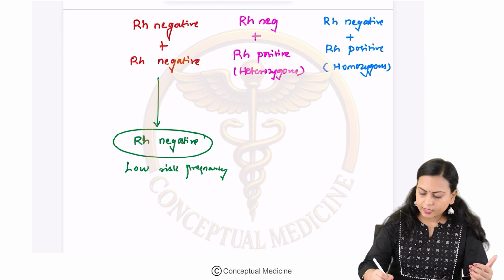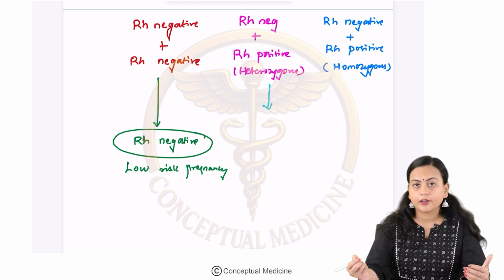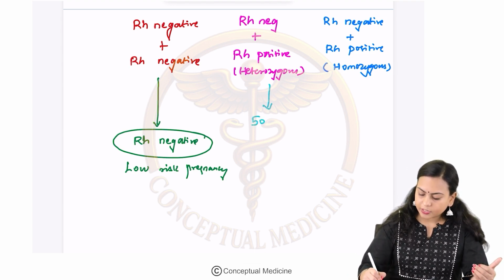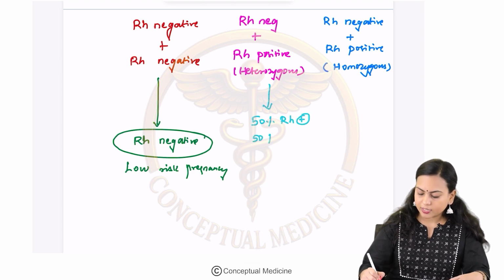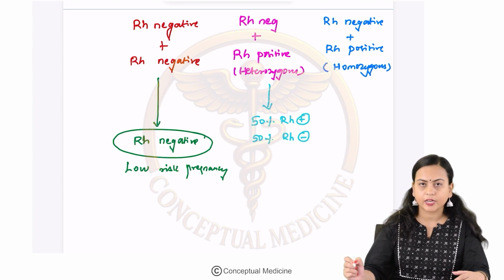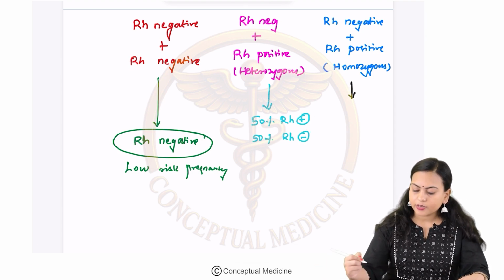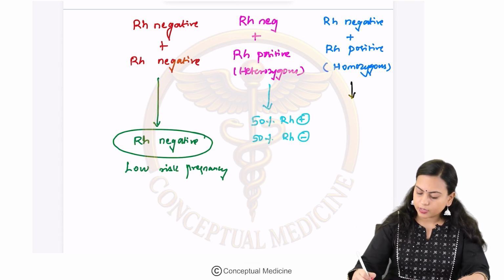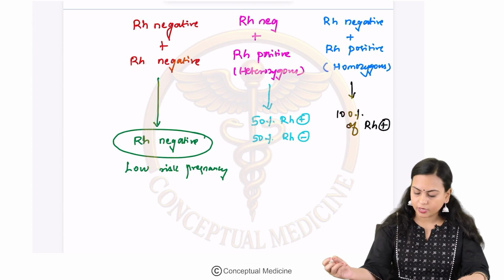Whereas here, with an Rh negative mother and an Rh positive father who is heterozygous for the rhesus antigen, there is a 50% chance that the baby can be Rh positive and a 50% chance that the baby is Rh negative. And in the third scenario, there is an Rh negative mother and an Rh positive father who is homozygous for the rhesus antigen, so there is a 100% chance of an Rh positive baby. Can you get it?